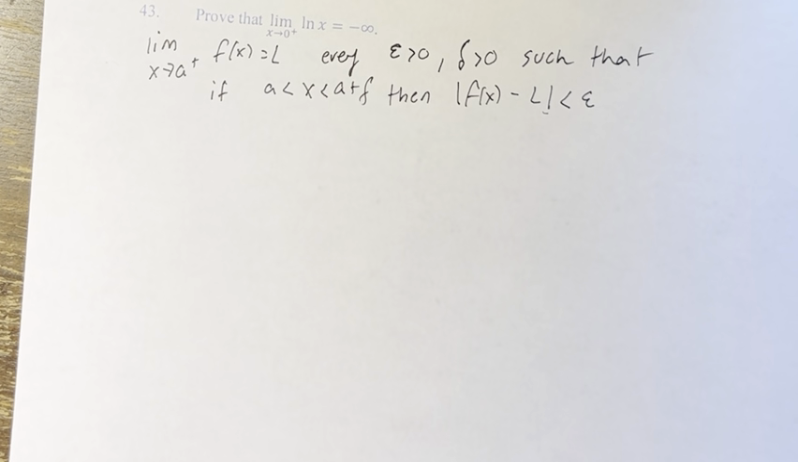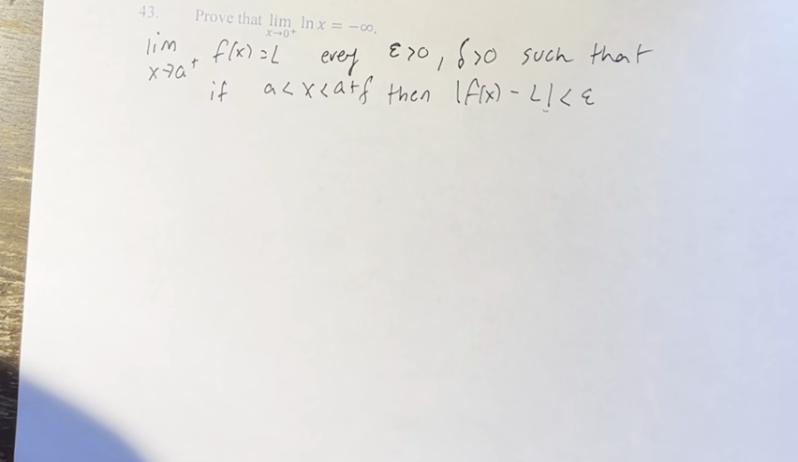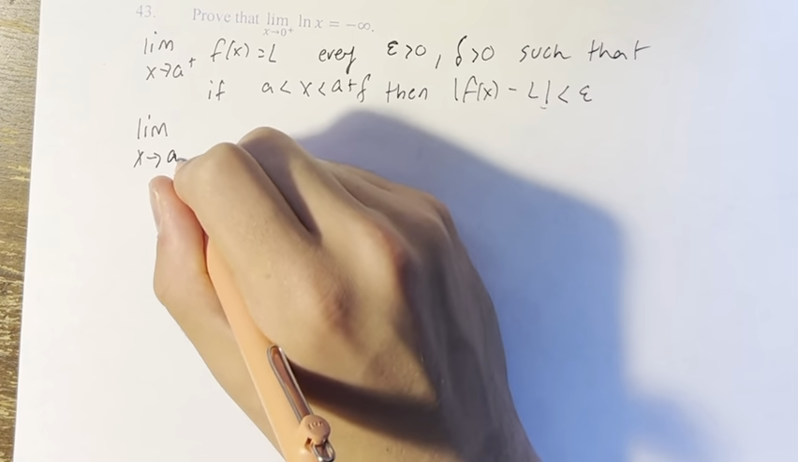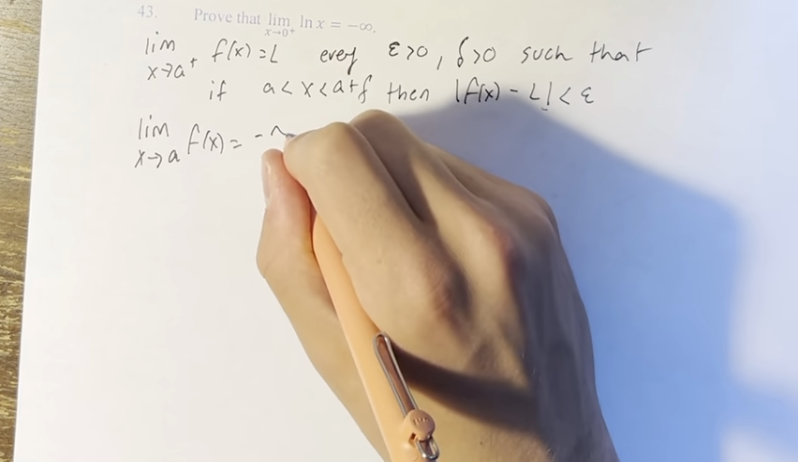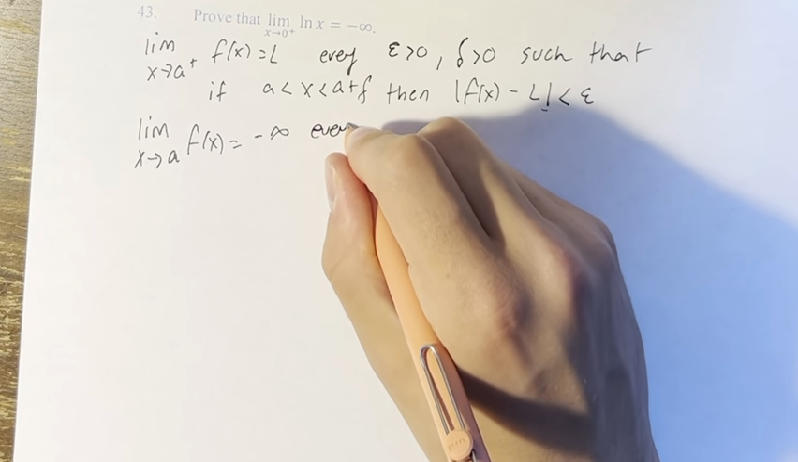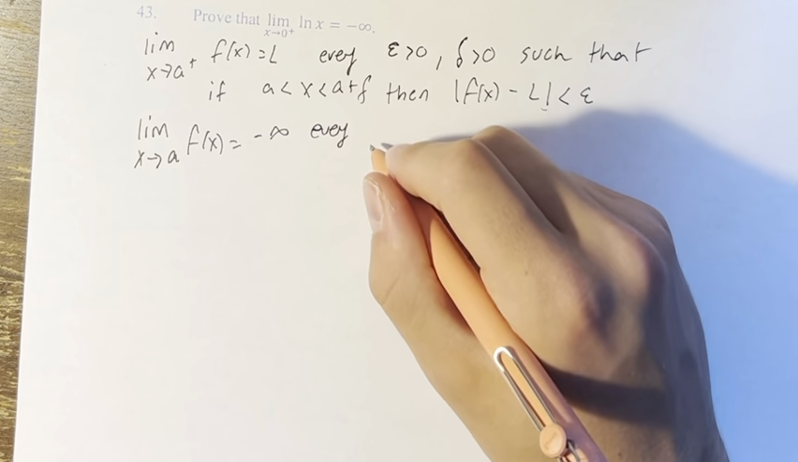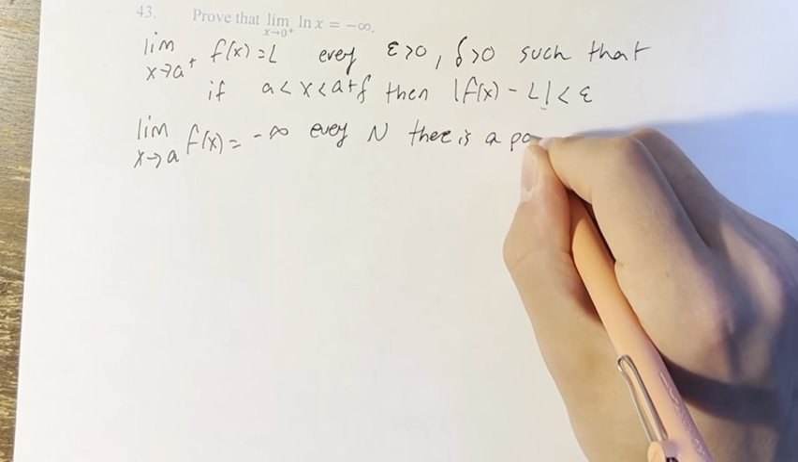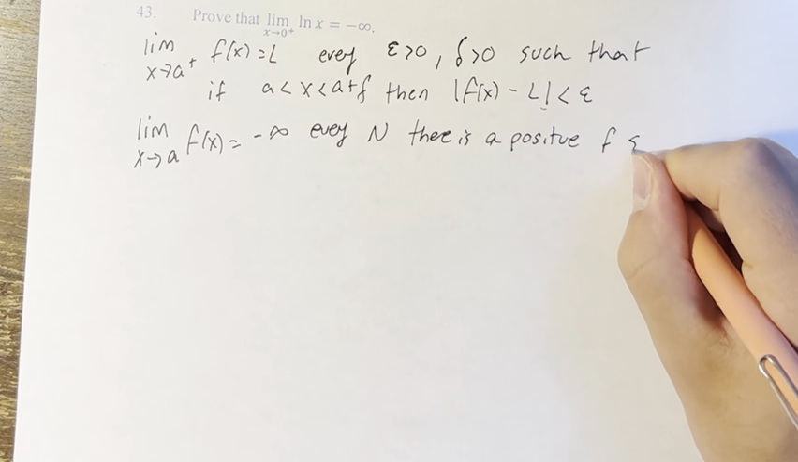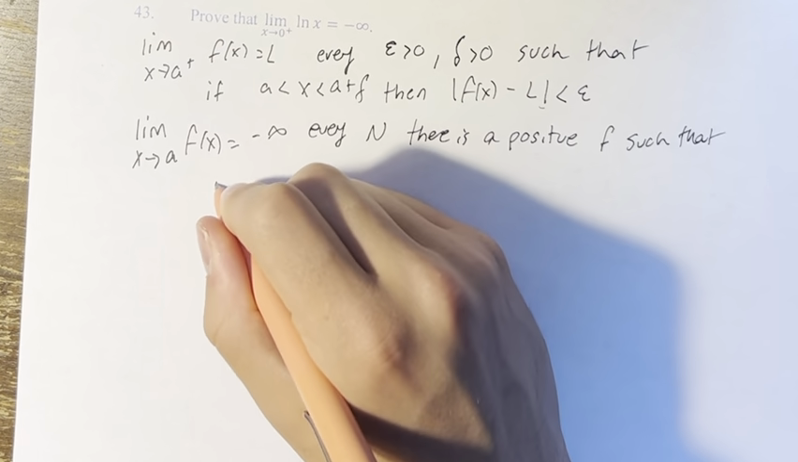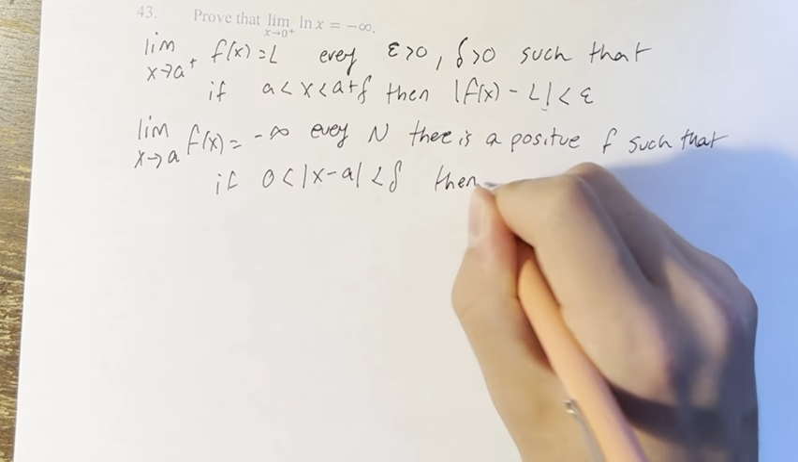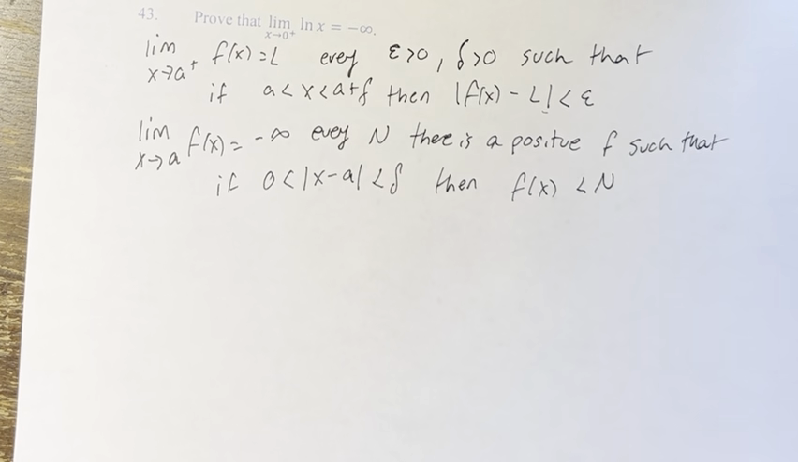So the way in which we are going to do this is we have to compare this to the definition of an infinite limit, which states that the limit as x approaches a of f of x is equal to negative infinity if for every negative number n, there is a positive delta such that if 0 is less than the absolute value of x minus a is less than delta, then f of x is less than n.